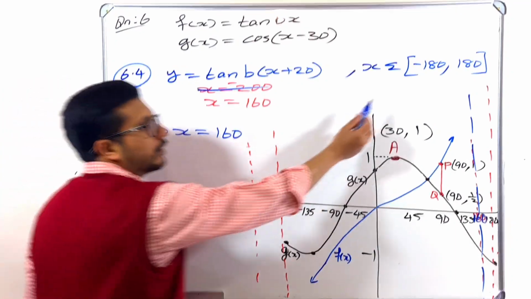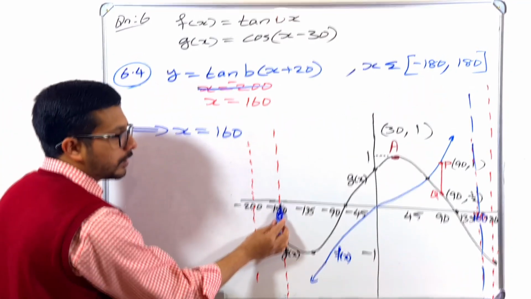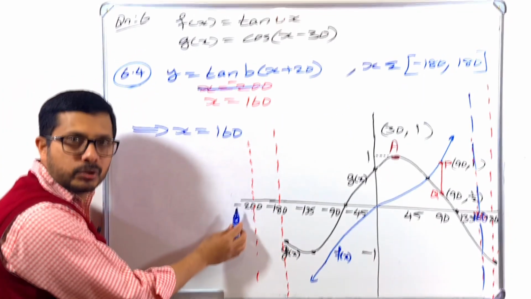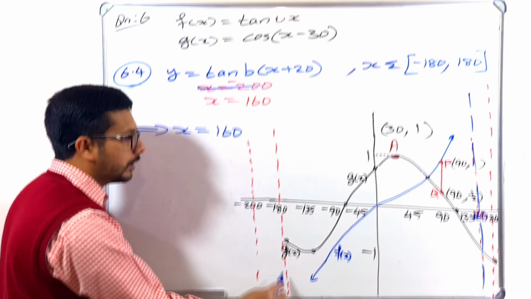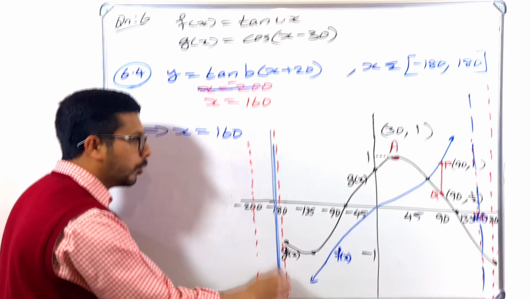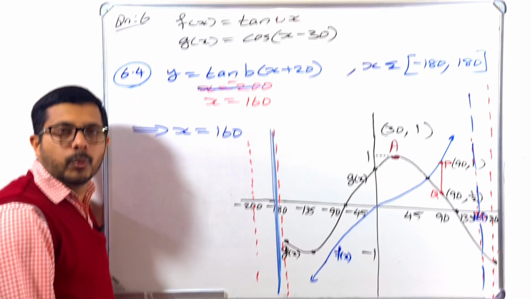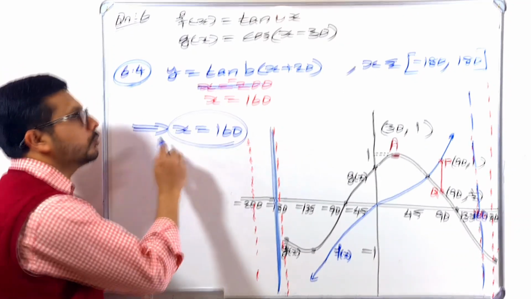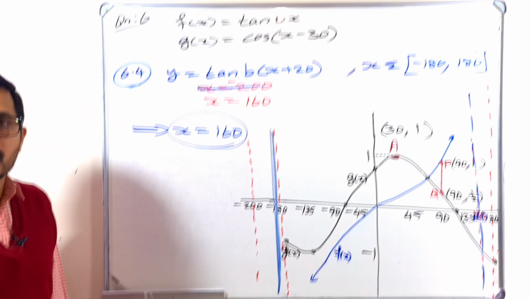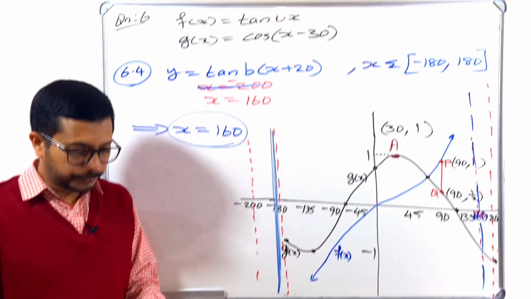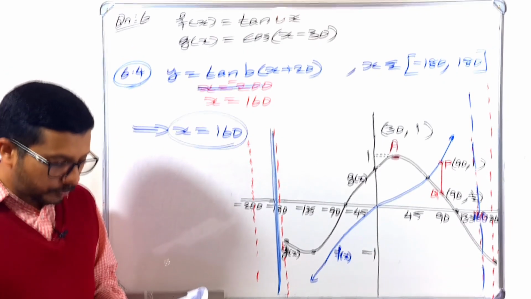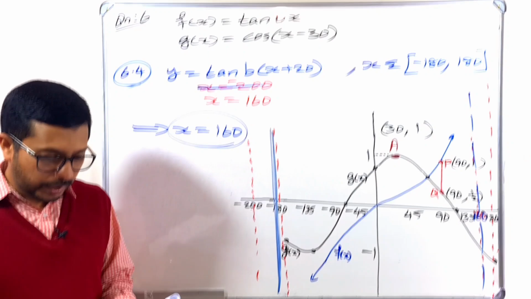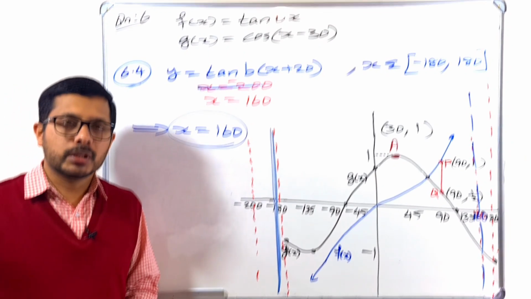Our border is minus 180, and this minus 180 asymptote shifted to minus 200, but we don't want to consider that one because this is our border. 180 is our border, minus 180. Okay, so what is the equation of the new asymptote? x is equal to 160. Okay, so that is question number 6.4. Now we have to go to the next question, 6.5.